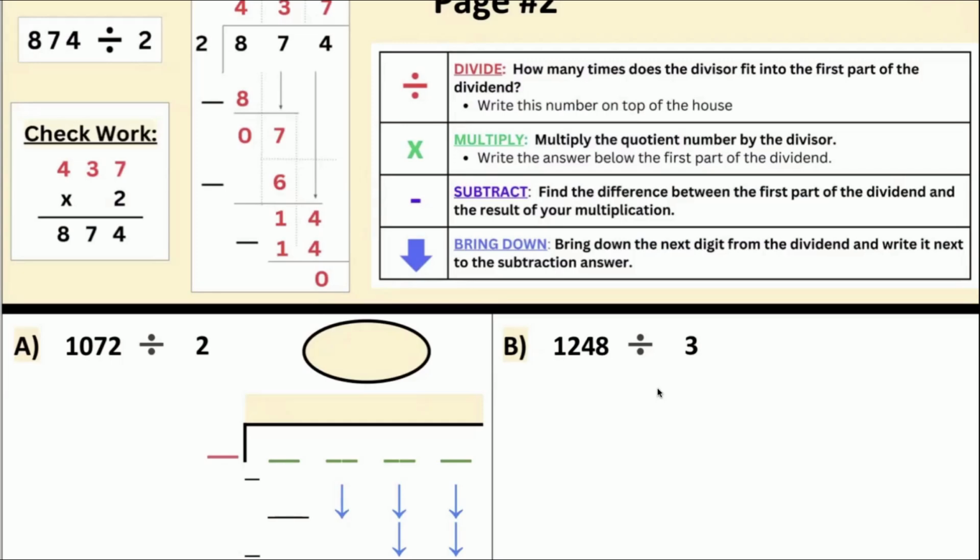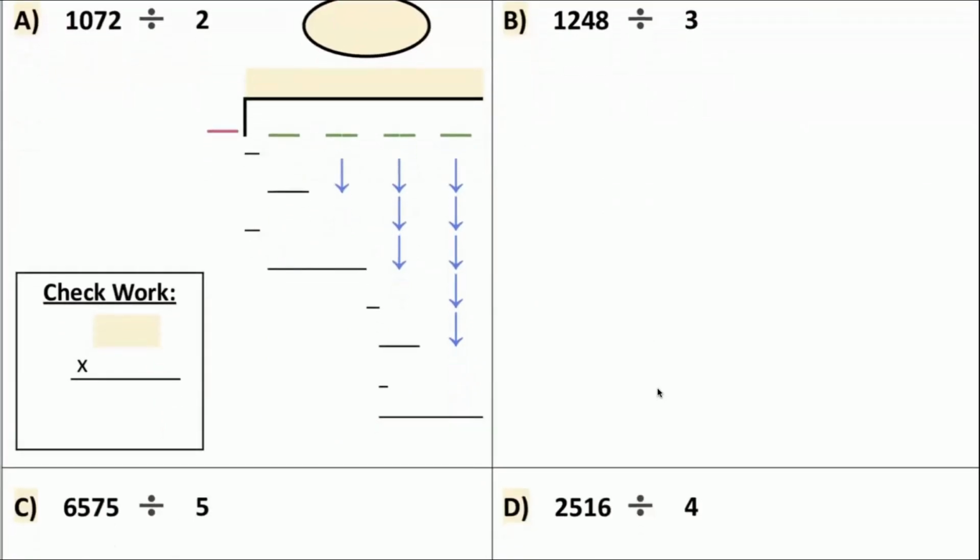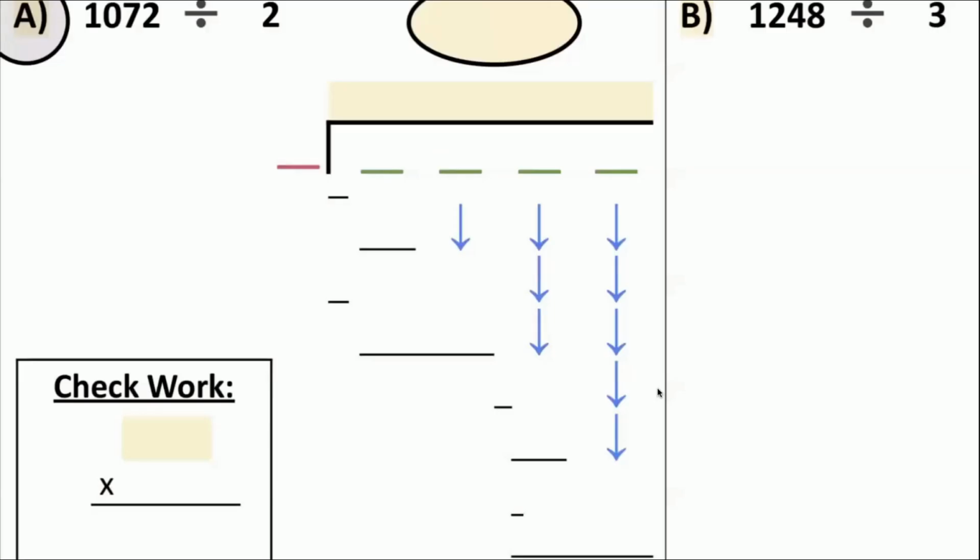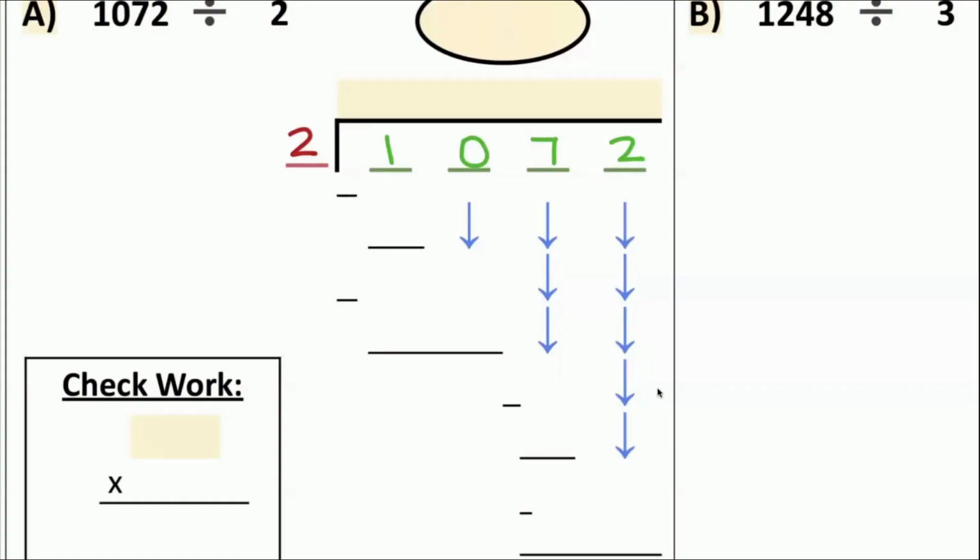What I would like you to do now is only complete problem A, get as far as you can, then come back to the video to check your work. First, check that you set it up correctly. If I was a size 2, I couldn't fit into a size 1, so 2 fits into 1 0 times. So here's the next step you should have had. 2 fits into 10 5 times. Here's the next step you should have had.